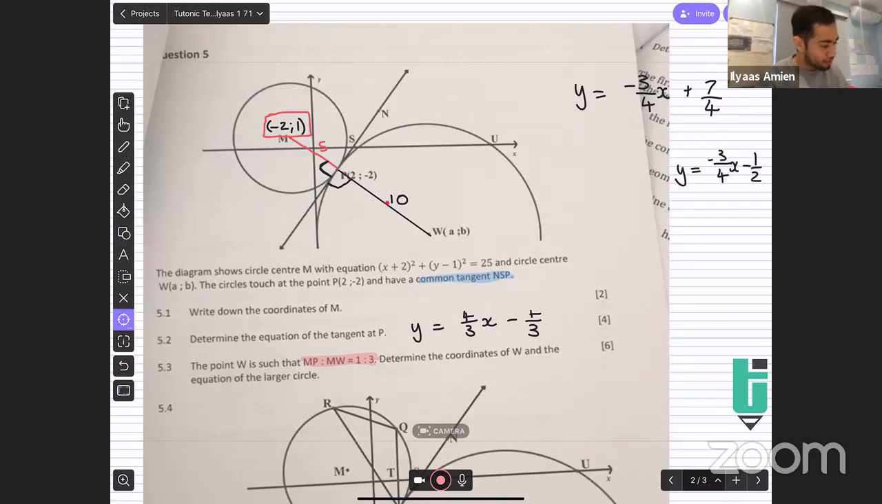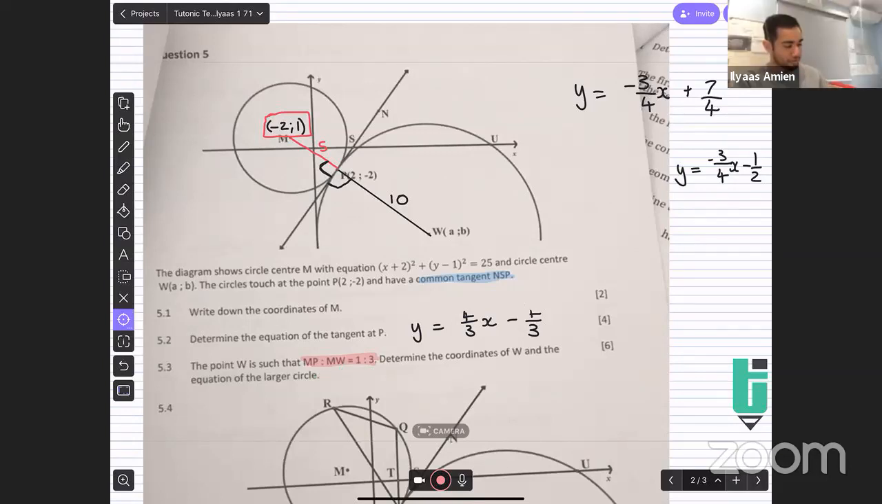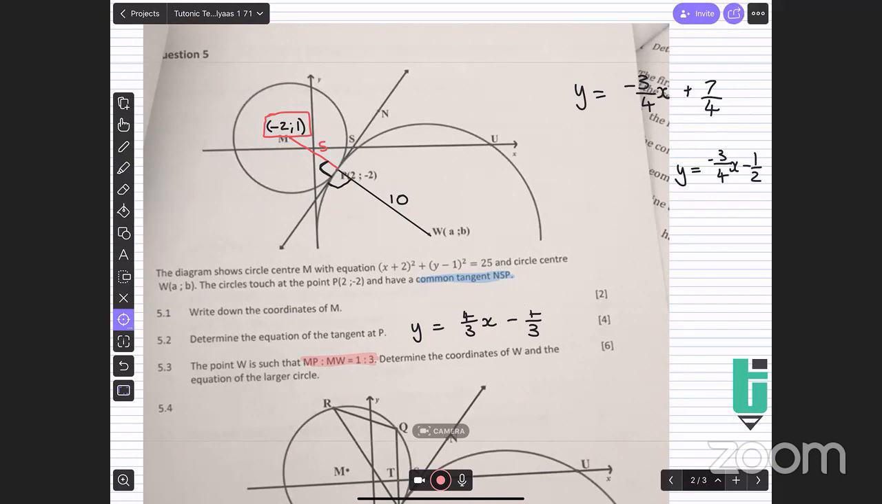What else do we know about W? Look at what they've done here. Why do you think they told you this? How can you use this to help you? Nafisa, it's very similar. Is Nafisa still here? The distance, I think. Yes, now how can you use the distance?